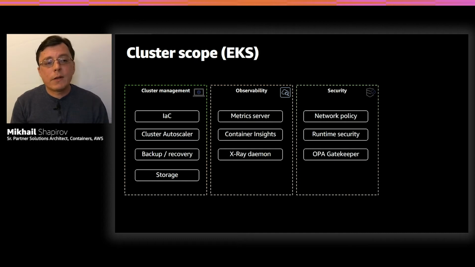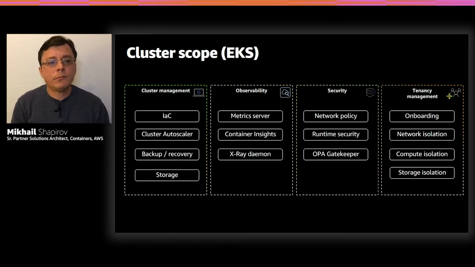On the security side, we want to make sure that there is global network policy support. We have a runtime security solution in place. We have PSP or OPA with Gatekeeper policy enforcement as well. And tenancy management. How do you onboard a tenant? How do you isolate the network for those tenants? How do you isolate their compute so they don't step on each other's toes, as well as storage?